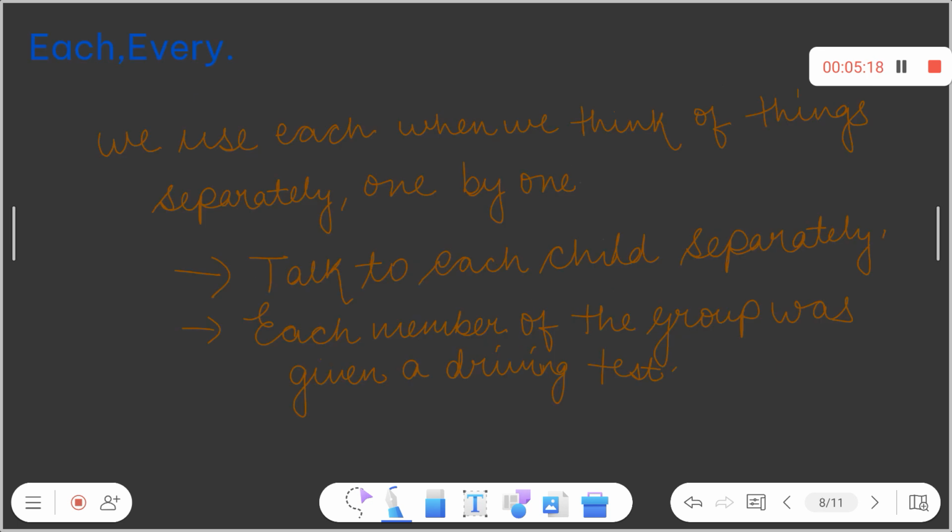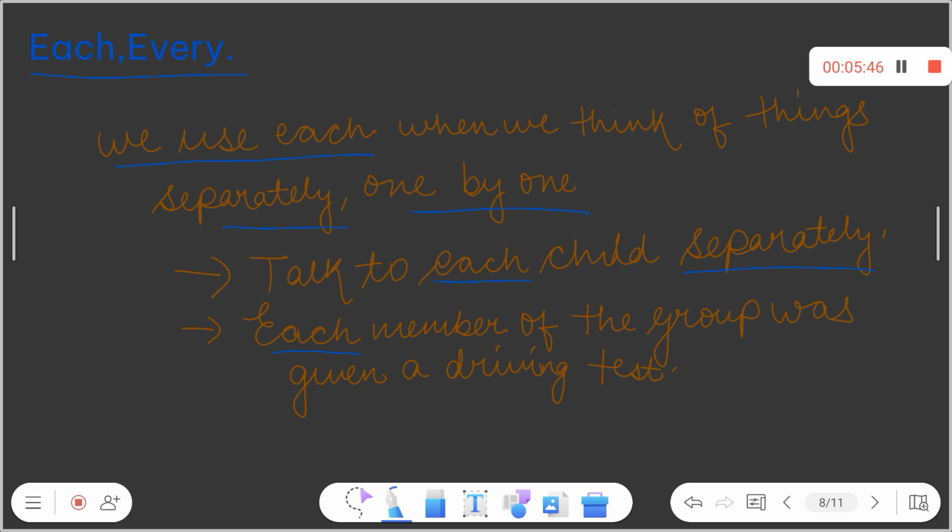Now comes our uses of each and every. Where do we use each and every? We use each when we think of things separately, one by one. Each of the students in this class is very intelligent. See, talk to each child separately. When I'm telling talk to each child separately, that means talk to them one by one. You have to talk to each child in this class.